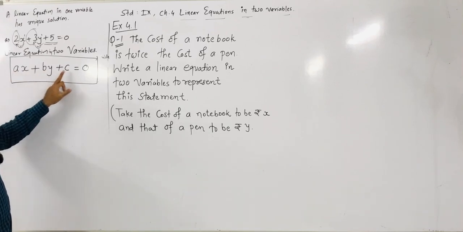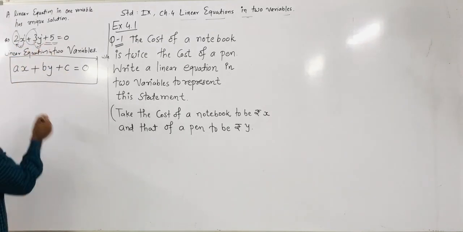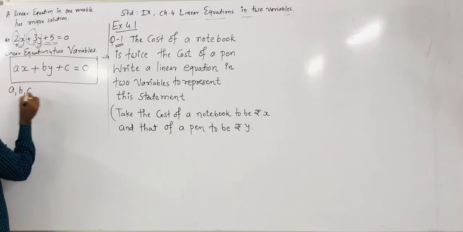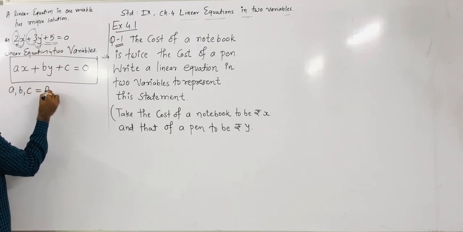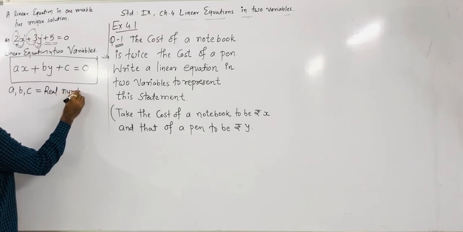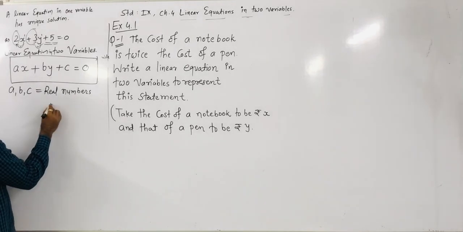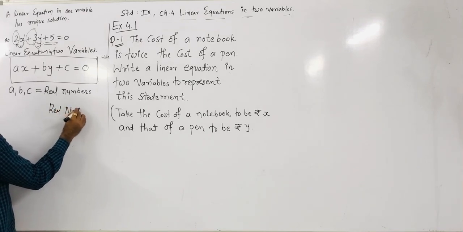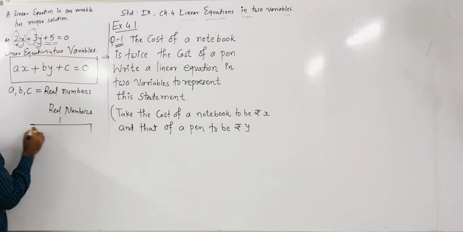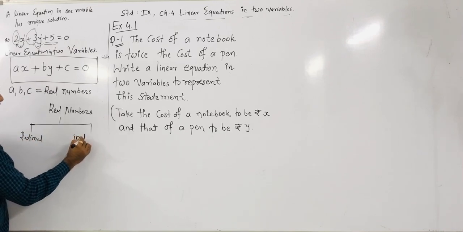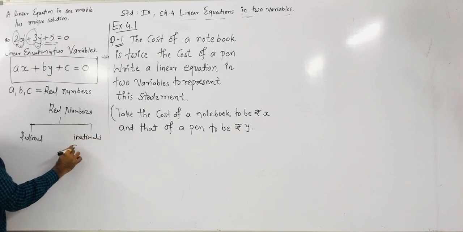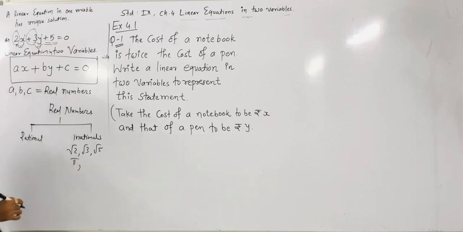Here a, b and c you can take as any real values, real numbers. See, I hope you have already studied real numbers in chapter number 1, the number system. Again I repeat, what do real numbers mean? In real numbers there are two types of numbers: the first is rational numbers and the second is irrational numbers. Irrational numbers are what? √2, √3, √5. These are all irrational numbers. Pi is also an irrational number.